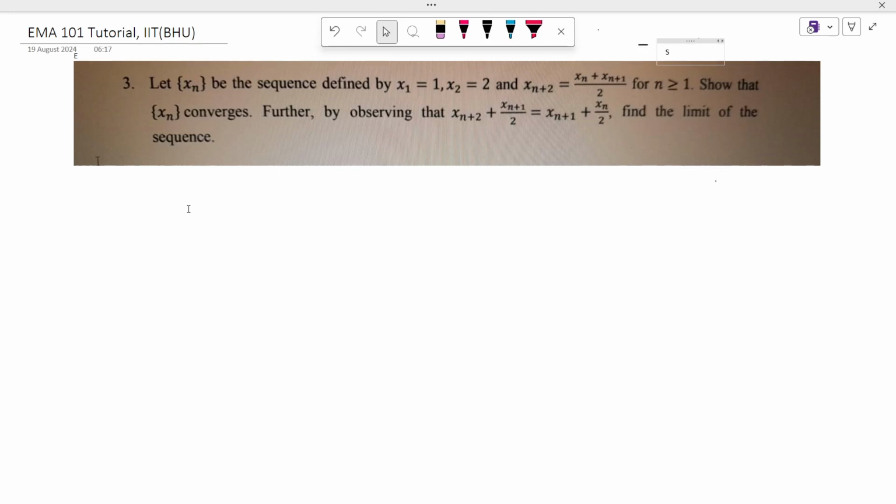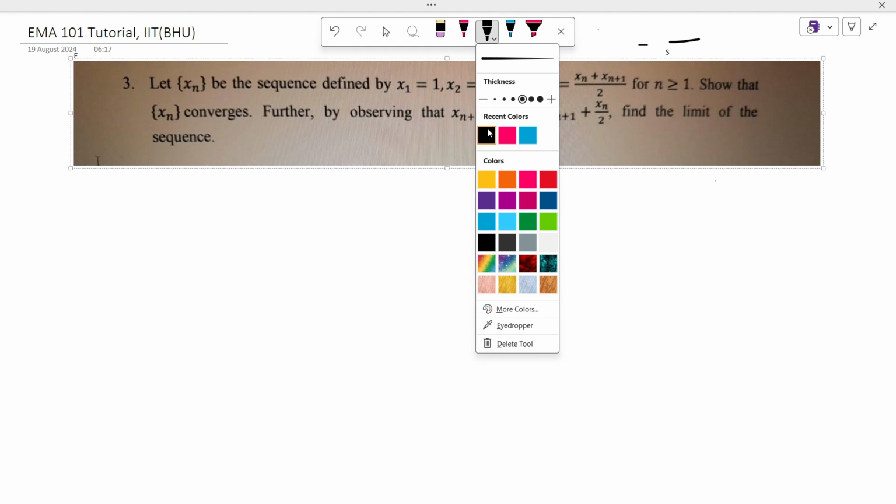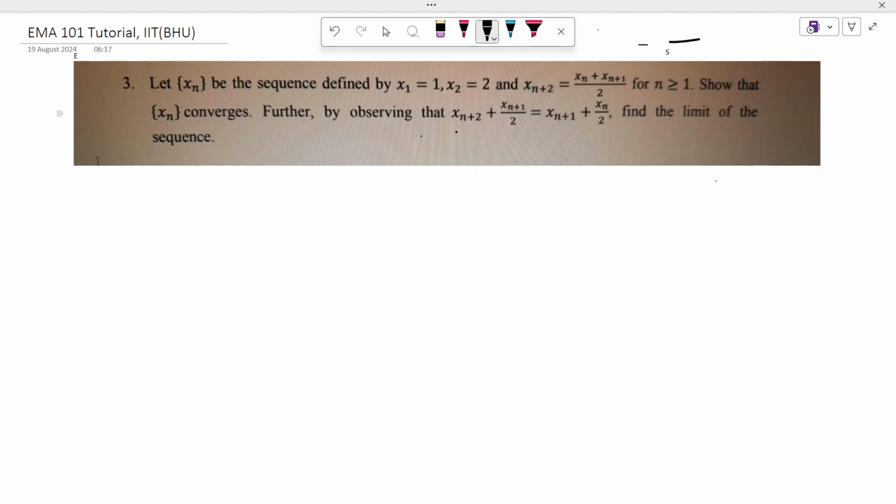So we have to solve this question. It is about the convergence of the sequence. It is given that xn is a sequence defined by its first and second terms, and the general term is given as the arithmetic mean of the previous two terms. Then we have to show that this sequence is a convergent sequence, and with the help of this, find the limit of the sequence.